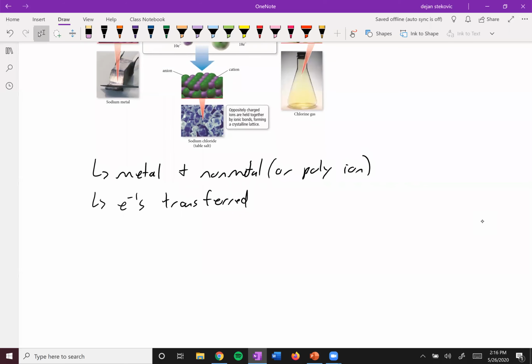For now, we're just going to focus on group 1 and 2 and aluminum as our metals. So these are all fixed charge metals. Remember, everything in group 1 is always +1. Everything in group 2 is always +2. And for us, aluminum will always be +3.